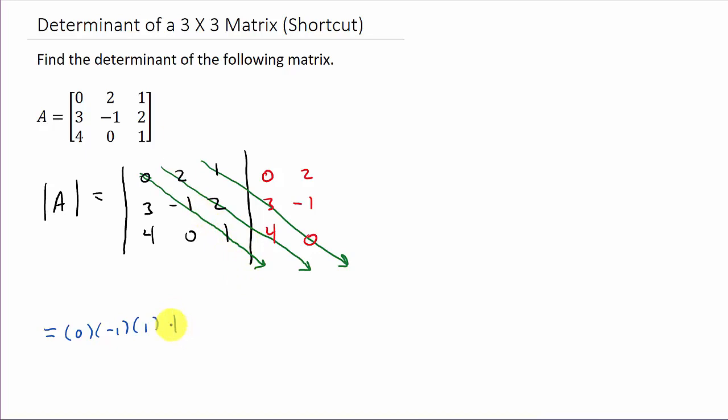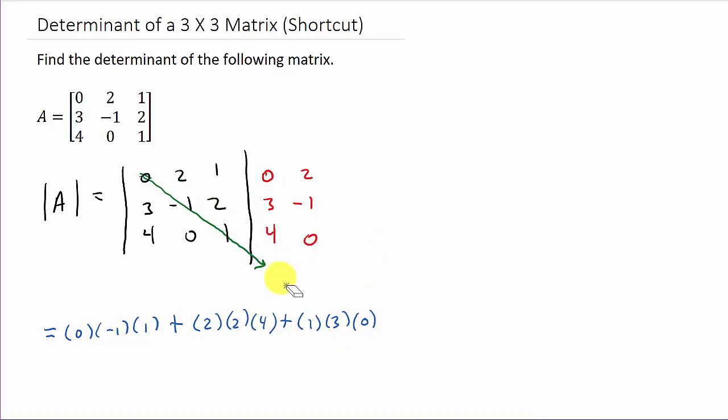And then plus, I'm going to multiply these three, the 2, the 2, and the 4. So that's 2 times 2 times 4. And then plus, whatever I get when I multiply these three, the 1, the 3, and the 0. So that's 1 times 3 times 0. That takes care of that one. Now let me write that 0 back. Now let's look at the rest of it.